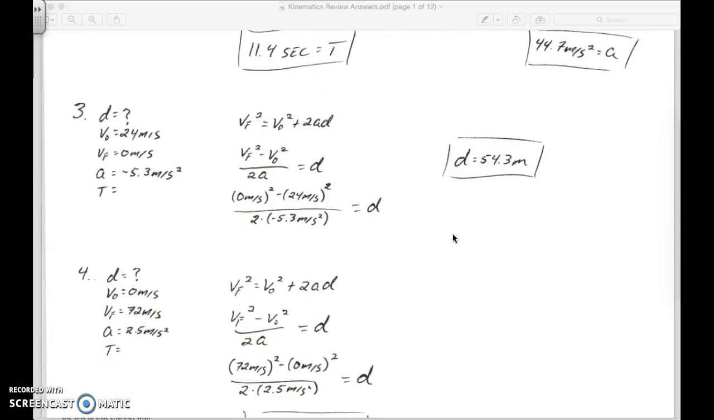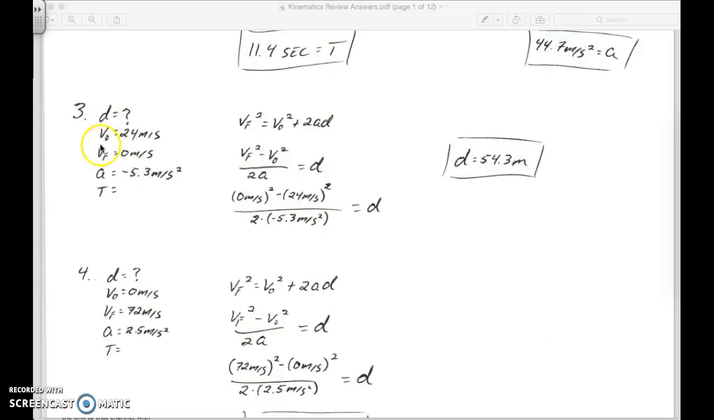Moving on to number 3. You are driving down the road at 24 meters per second when you see a deer up ahead. So our initial speed is 24 meters per second because that's how fast we're moving at the beginning of the problem. You slam on your brakes in an attempt to stop before hitting the deer. If you slow with an acceleration of 5.3 meters per second squared, well, you're slowing down. So if your initial speed is 24 meters per second positive and you're slowing down, your acceleration is going to be a negative number. So how far do we travel before we come to rest or stop?